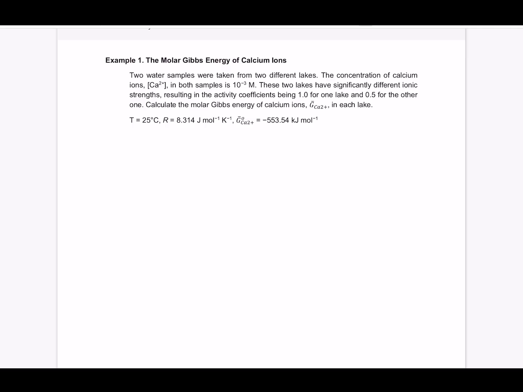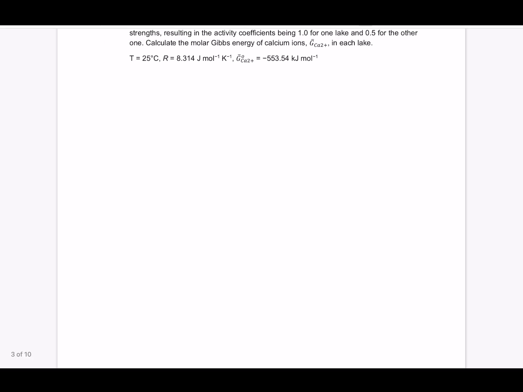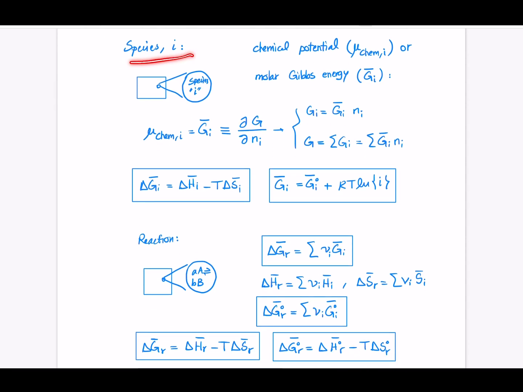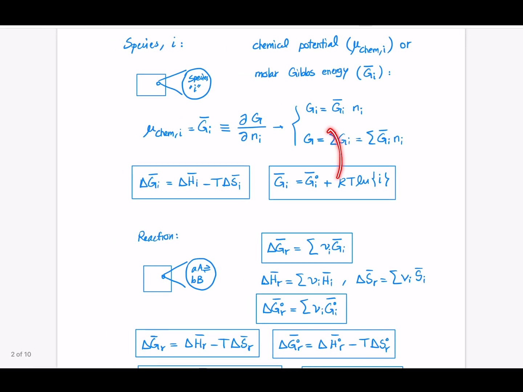So again, we have two different lakes, the same concentration of calcium. What's the associated Gibbs free energy of calcium in each lake? The difference, as we mentioned, is the difference in the activity or the effective concentration of calcium. So first, looking at the equations that we had in the previous page, we have to go for species. We're not dealing with a reaction. It's just one single species, which is calcium. And then we want to calculate the Gibbs free energy at a given condition. What we have is the standard condition, and then the deviation from the standard condition. So this would be the formula that we need to pick.